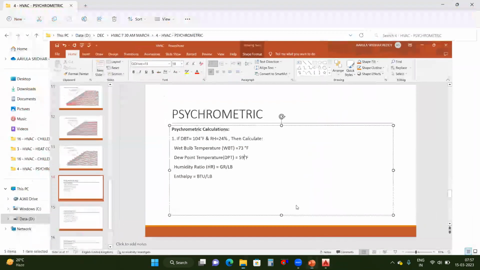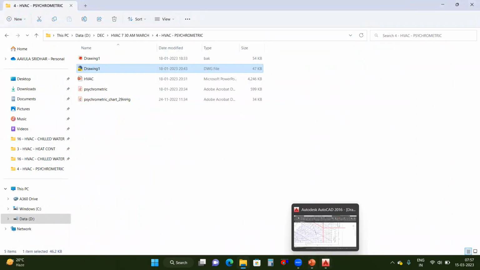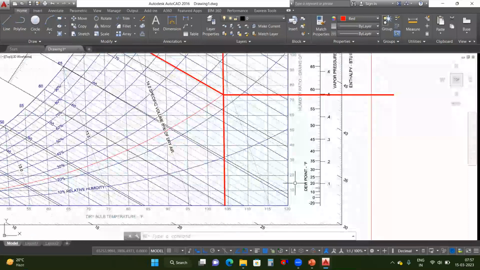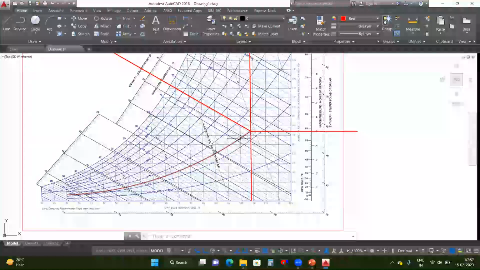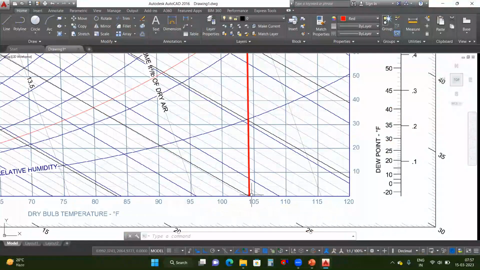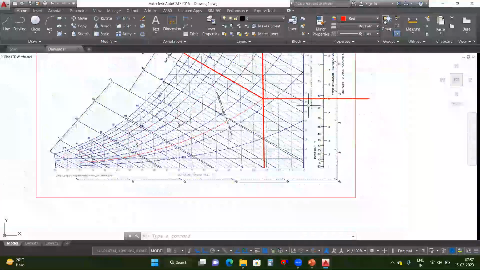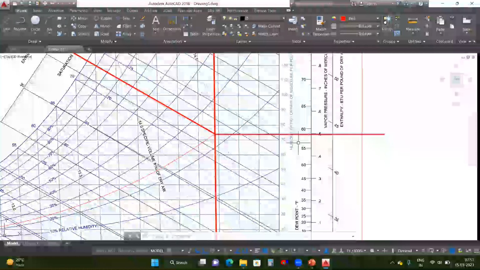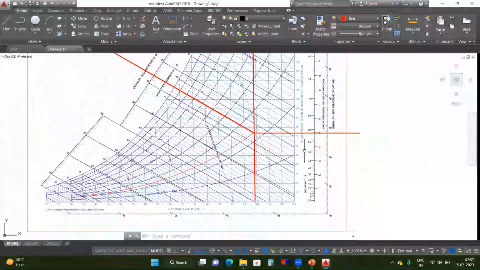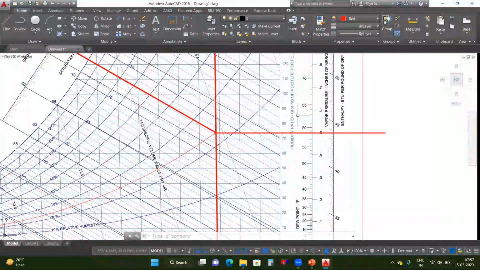So you will understand by this chart the dew point temperature. When the relative humidity is 24% and the dry bulb is 104 degree Fahrenheit, the dew point will be 59. At the dew point, the vapor will condense to liquid. So at this point, the vapor is condensing to liquid.